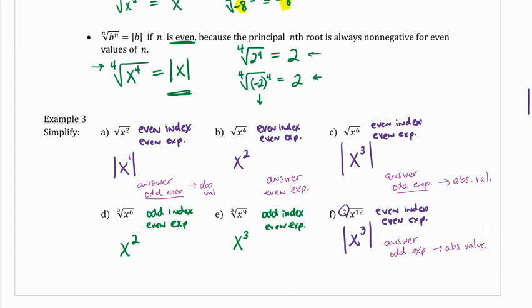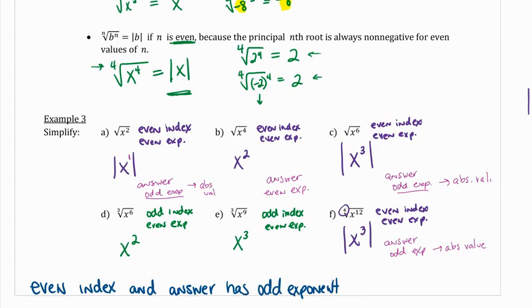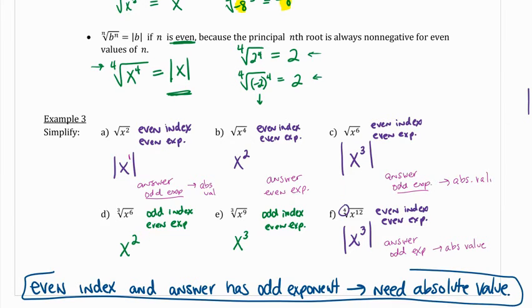So let's kind of write that down here on the bottom. So if we have an even index and the answer has an odd exponent, then we need absolute value. Okay, that's kind of the important thing to remember with these.